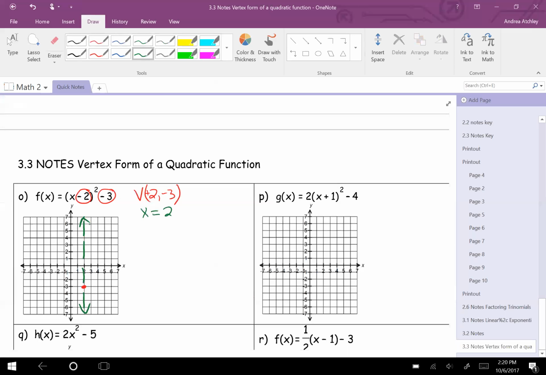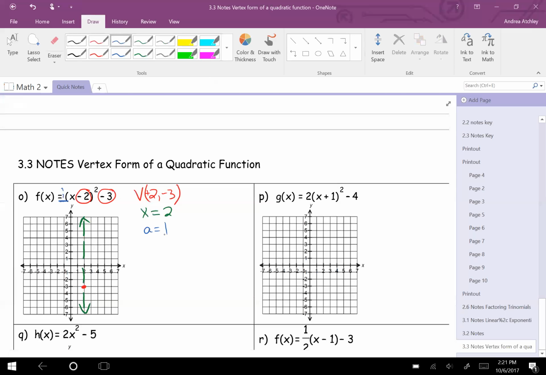Can someone raise their hand and tell me my A value? Yep. The A value is the number in front of the parentheses, not inside the parentheses. What number's right in front there? Oh, 1. Since there's nothing there, it's a 1. So A equals 1. Any questions over that?